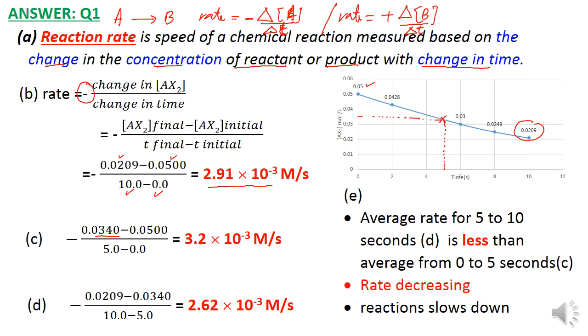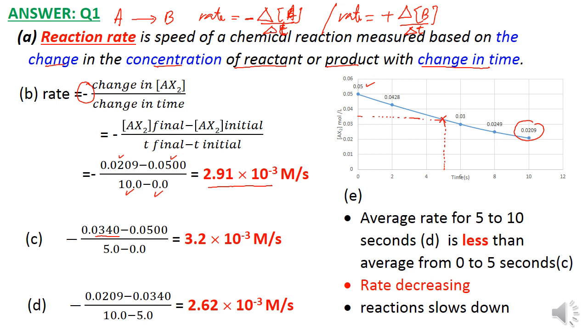per second. D, to get the average rate from 5 to 10 seconds, the final concentration is 0.0209 and at 5 seconds the concentration is 0.0340. Divide by the time: final is 10 and initial is 5. So the average rate from 5 to 10 seconds is 2.62 times 10 to the power of minus 3 molar per second.